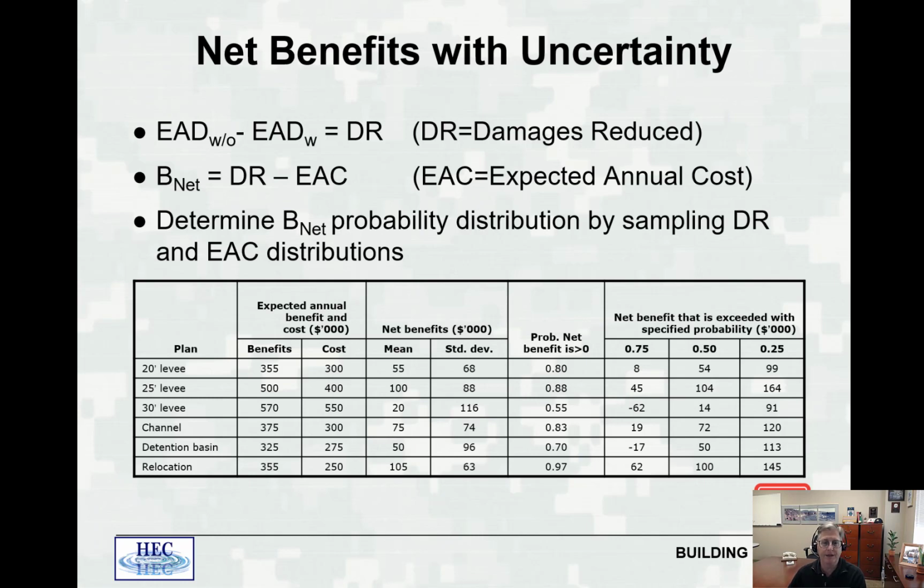Then in the next column over is your standard deviation. In the next column over is the probability that net benefits is greater than 0. And in the last 3 columns is the net benefit that is exceeded with a specified probability. So if we go back, let's just say to the 20-foot high levee, you have a 75% chance that your net benefits will be at least 8. And then you have a 50% chance that your net benefits will be at least 54. And then you have a 25% chance that your net benefits will actually be 99, so $99,000. So not only do you have your net benefits, but you have your net benefits with uncertainty.